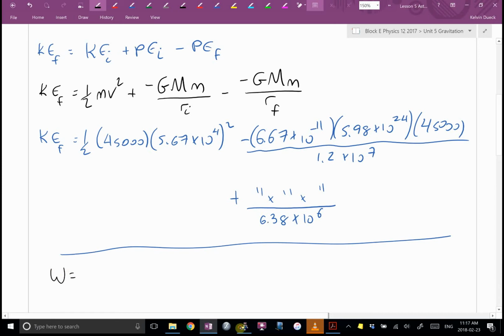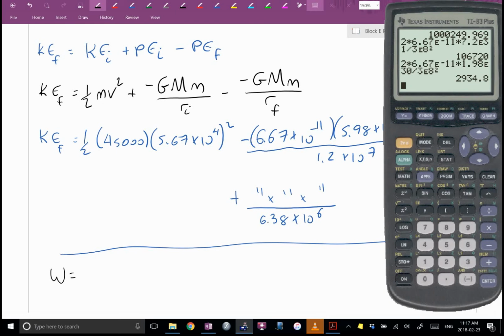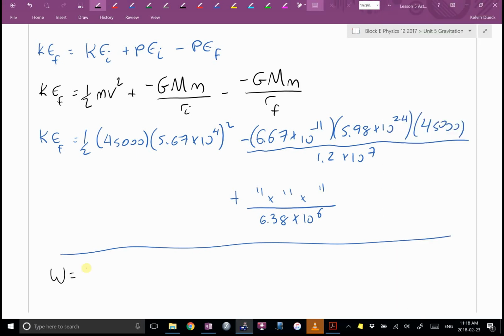So the first one isn't too bad. A half m v, 5.67 times 10 to the 4th squared. Our kinetic energy is positive 7 point, you know what? I'll go to 5 sig figs, 7.2335 times 10 to the 13th. And then I have takeaway.